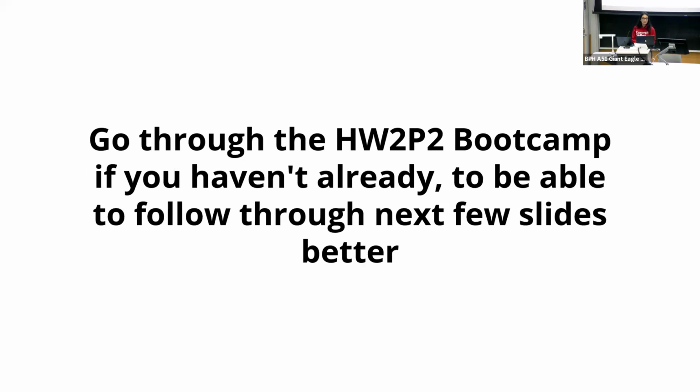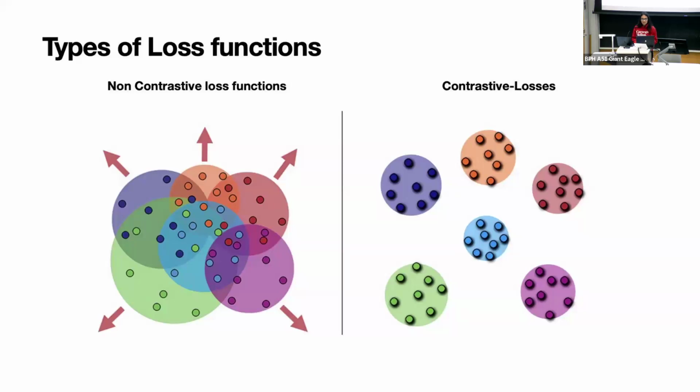I suggest you go through the homework 2 part 2 bootcamp if you haven't already, as well as whatever Sarthak just talked about, to be able to follow through the next few slides. So like I said, non-contrastive loss functions like cross entropy loss might not be useful, and we need contrastive losses.